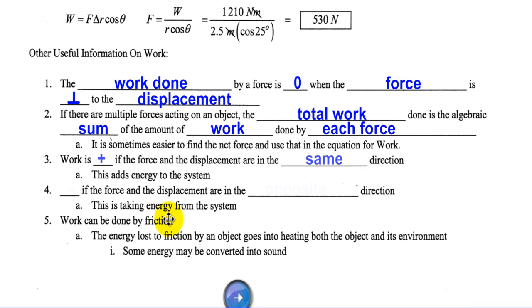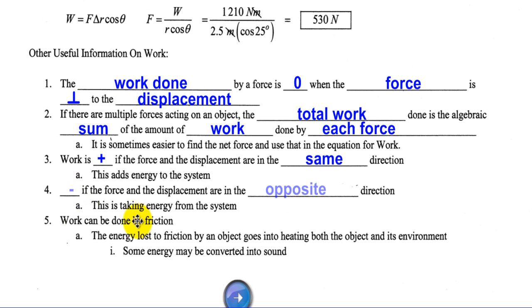Okay, work is positive if the force and displacement are in the same direction. So if you're pulling to the right and the object moves to the right, you're giving that object energy, and basically it would be kinetic energy, right? You do positive work and therefore the object gains energy.